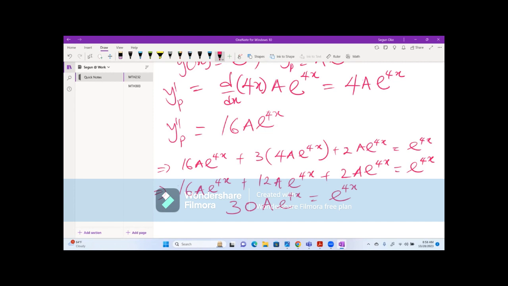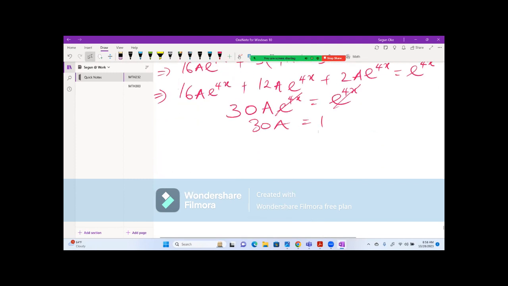The exponential will cancel, will nullify themselves. So we have 30a equals 1. Don't forget that one. Don't say equals 0. It can't be 0. 2 divided by 2 is 1, not 0. Exponential divided by exponential is 1, not 0. So our a is equal to 1 all over 30.